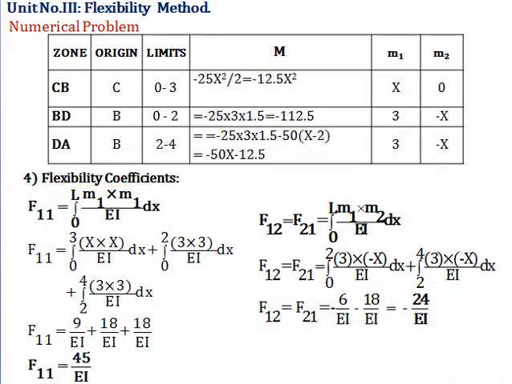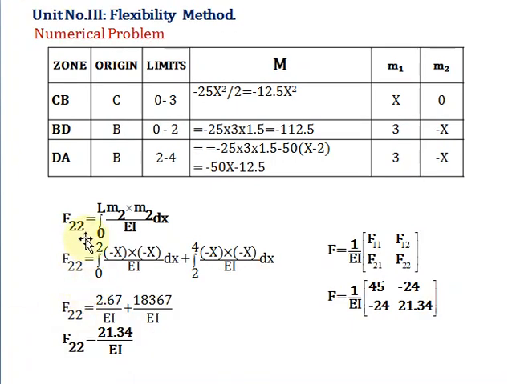Next we have to find the next flexibility coefficient, that is F22. To find F22, the formula is integration 0 to L of M2 into M2 upon EI. So you have to multiply the values in the column of M2 by M2. Here for the first zone, as the value of M2 is 0 for zone CB, it will be 0, and for zone BD the value of M2 is minus x and the limit is 0 to 2.